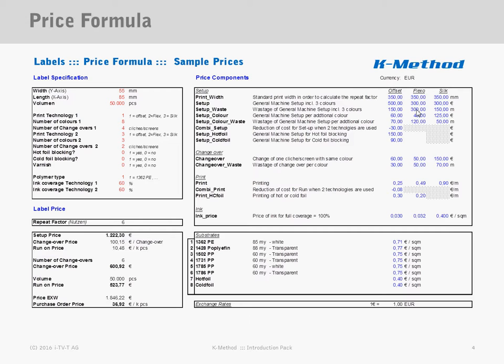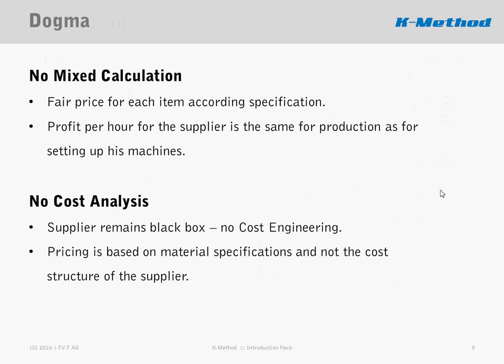And in the end, the supplier is totally free to decide on the profit margin he wants to offer to you, and so he will never disclose his cost. So costs like depreciation, labor, energy, repairs, overheads, and profit are never disclosed in this model. So it is not a cost breakdown, it's not a cost modeling tool, it is a true price formula, it's a price tool. So no mixed calculation and no cost analysis.